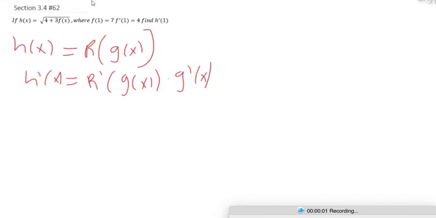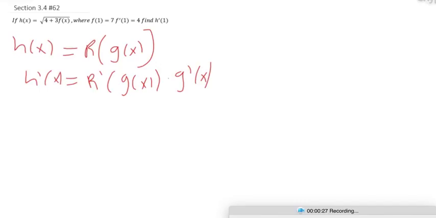Okay, so I'm going to be explaining question 62 of section 3.4. The question says, if h of x is equal to the square root of 4 plus 3 times f of x, where f of 1 is equal to 7 and f prime of 1 is equal to 4, find h prime of 1. So just looking at the question, we know that there's two pieces of useful information.